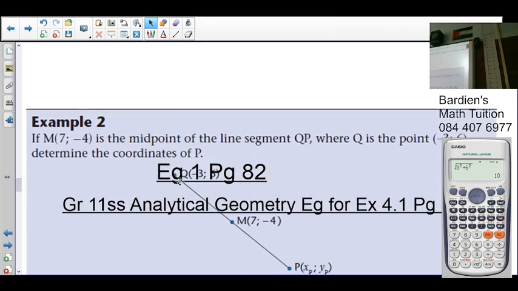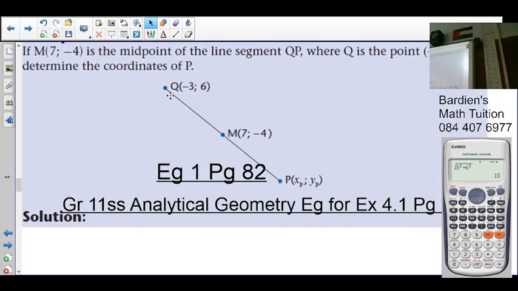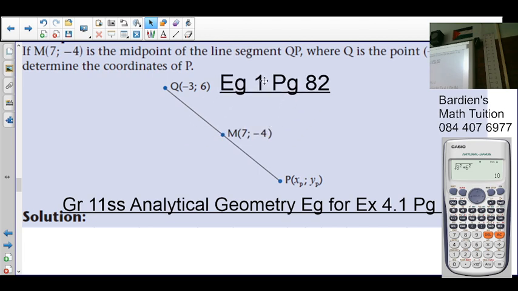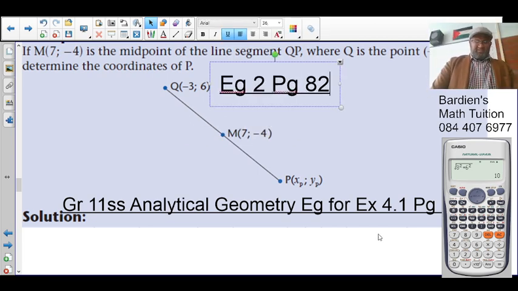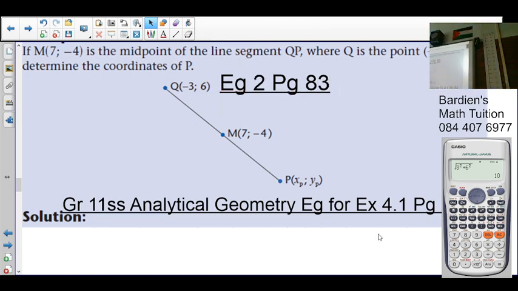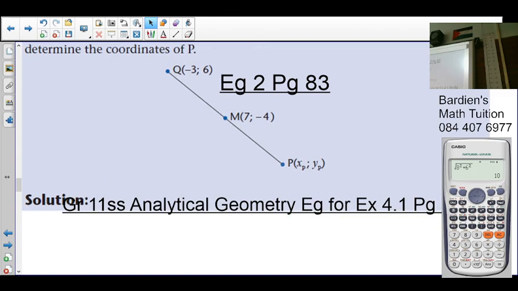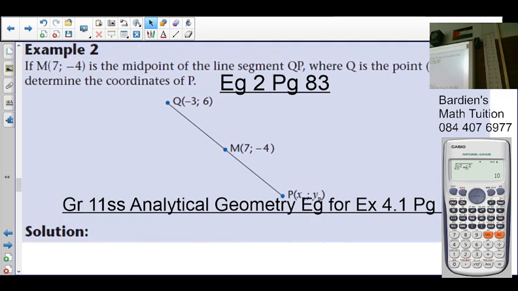Example 2, page 83. If M, which is 7 and negative 4, is the midpoint. Now listen, we are given the midpoint of the line segment QP, where Q is the point negative 3 and 6, as you can see in the diagram. Determine the coordinates of P.